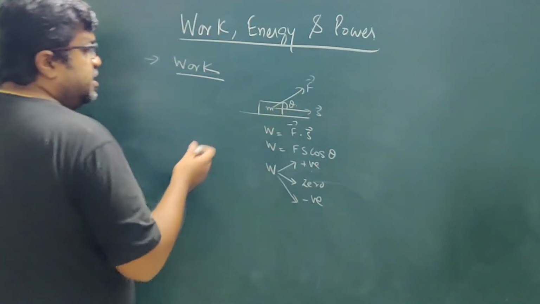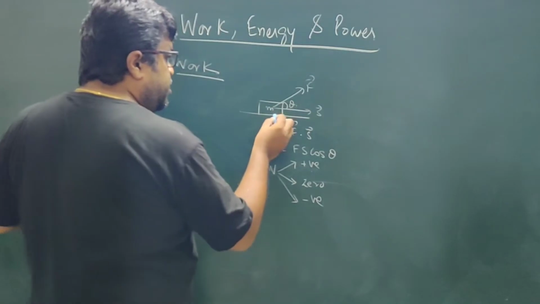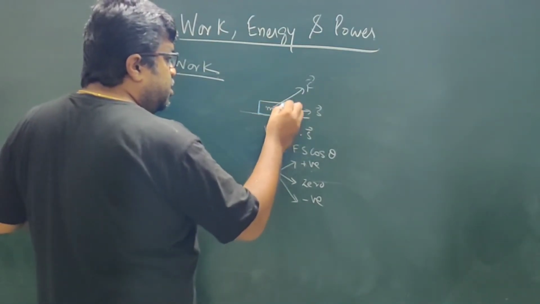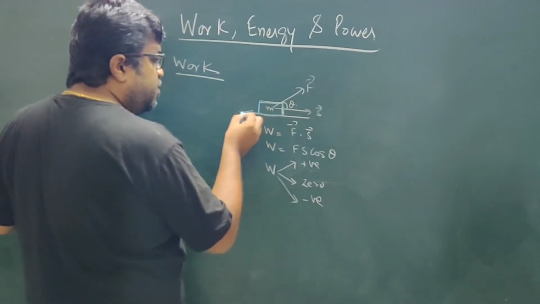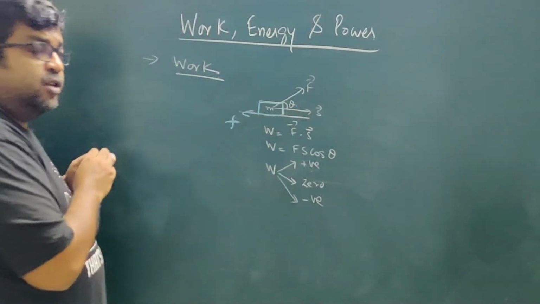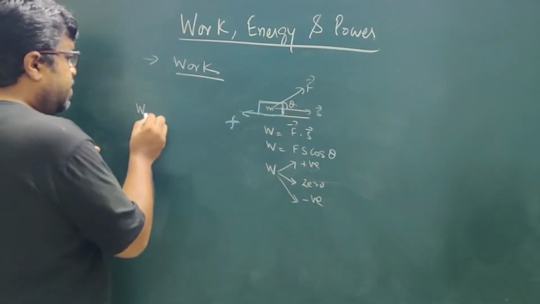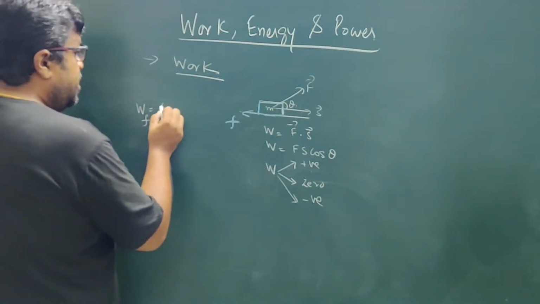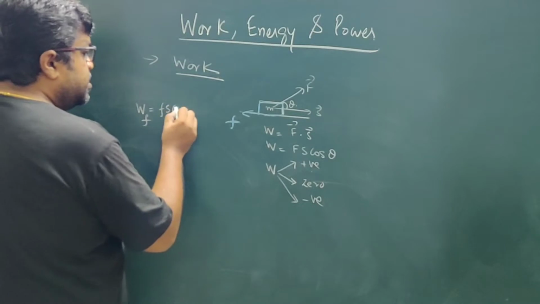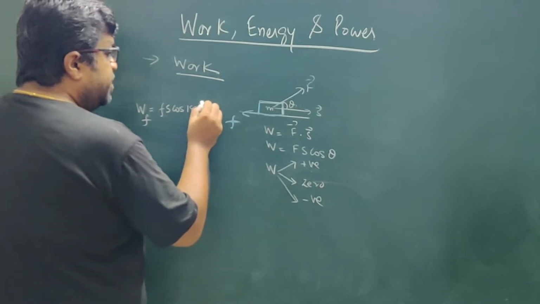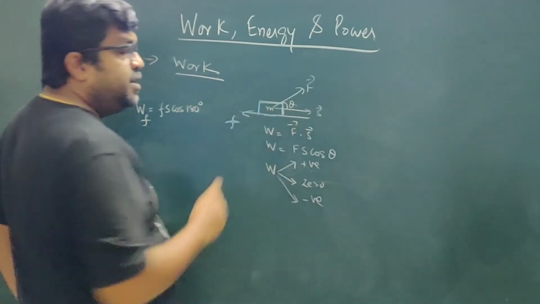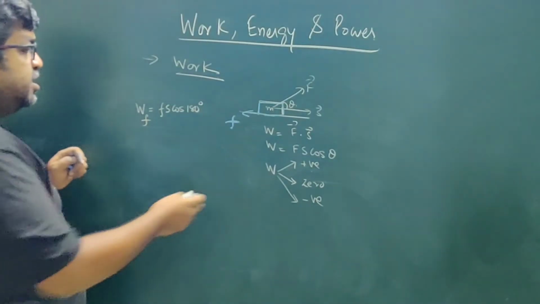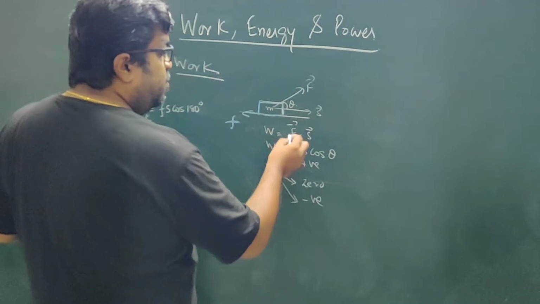Suppose in this case there is friction, and the displacement is taking place in this direction. For this block, on the lower surface, the frictional force will act in the opposite direction. If it is asked for the work done by the frictional force, it will be Fs cos 180 degrees. Force is in this direction, displacement is in this direction, both are in opposite directions, so the angle is 180 degrees. This theta is the angle between force and displacement.